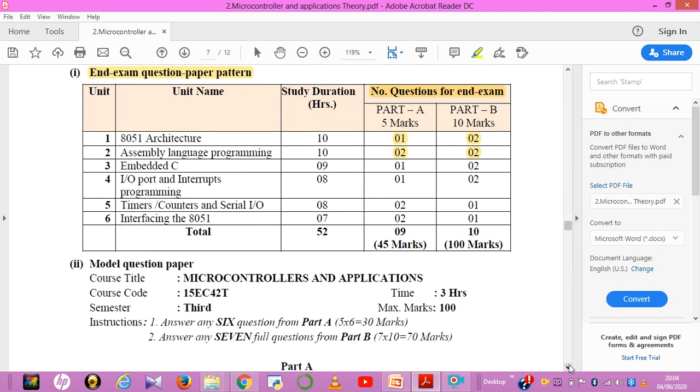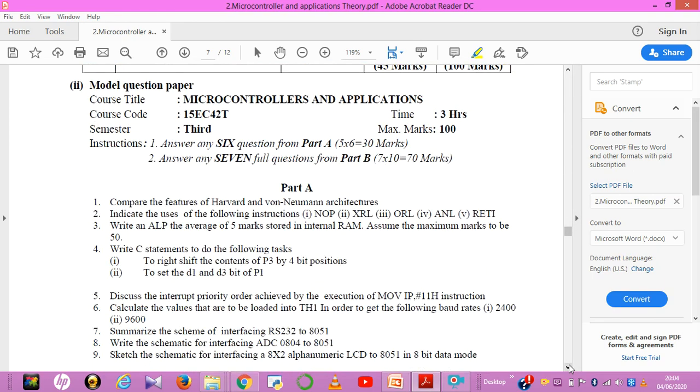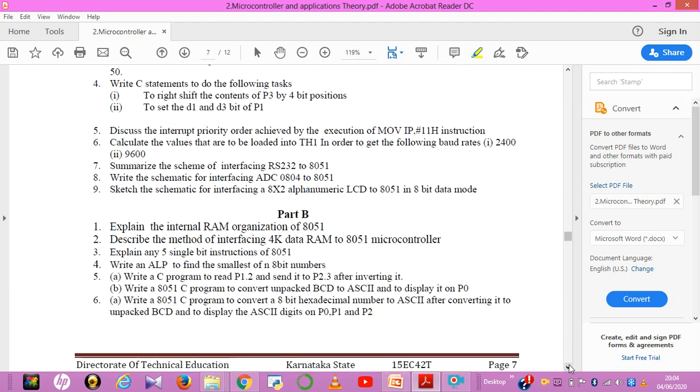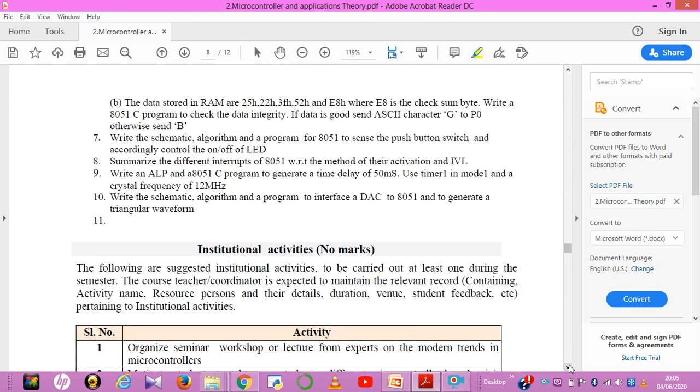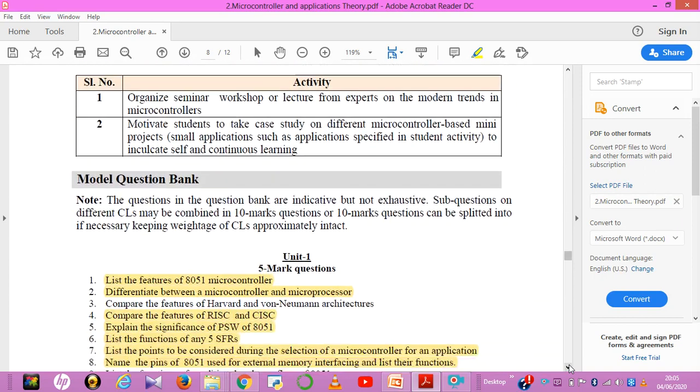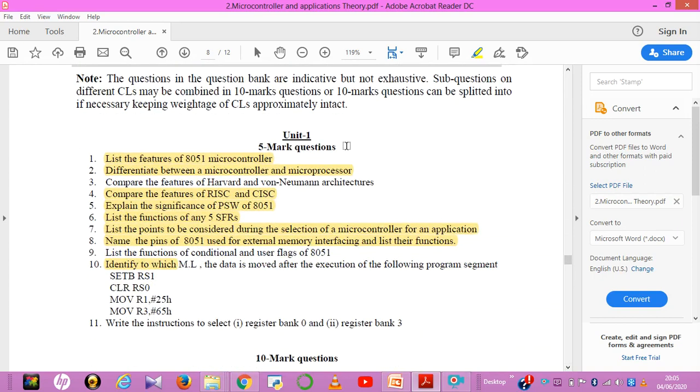Now I am going to give the important questions for every unit to prepare for external exams. From the microcontroller applications subject, you have to concentrate on the important questions unit wise, and you have to prepare those questions many times, because those questions are very important, because those questions are repeated so many times in the previous exams.